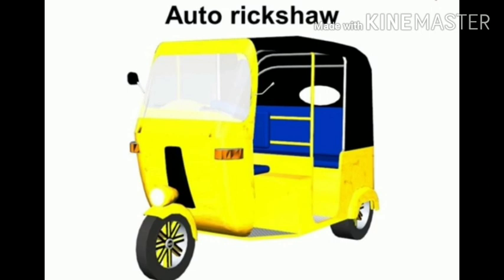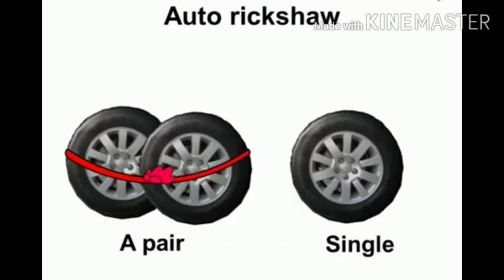In the same way, have you seen an auto rickshaw? How many wheels does it have? 1 in front, 2 at the back. So it has 3 wheels. How many pairs of wheels can we make? At the back, the wheels are in a pair, and the front one is left alone.